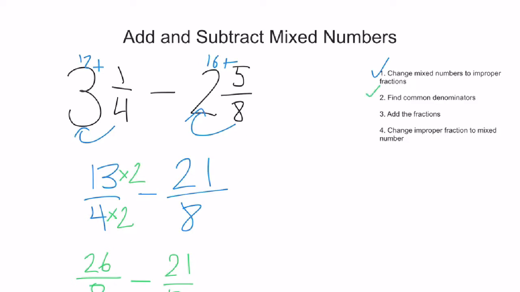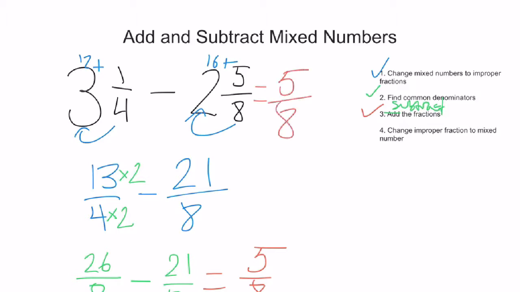Next step is to subtract my fractions, because this one is a subtraction problem. So I will go ahead and subtract across. I'm left with 5 eighths, and change improper fraction to mixed number. In this case, I am not left with an improper fraction, so I have nothing else to do with my answer. 5 eighths would be my final answer.